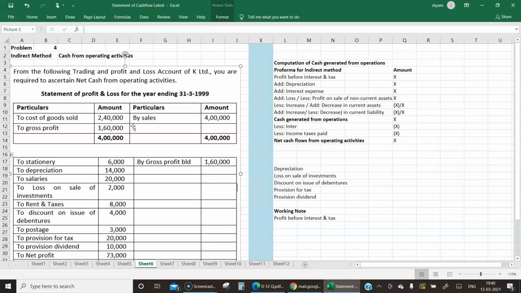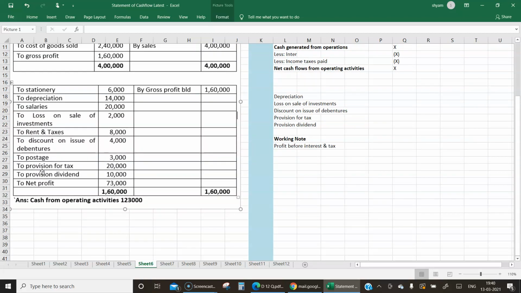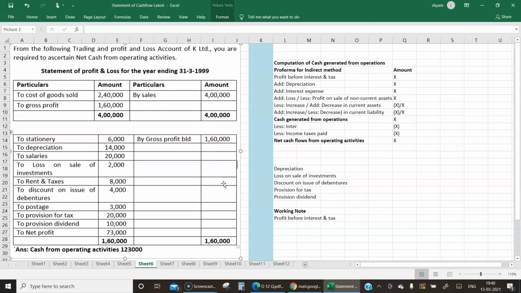So this is the cost of goods sold, gross profit, sales amount, and everything. They have also given you a lot of items: stationery, depreciation, salary, loss on sale of investments, rent and tax, discount on issue of debentures, postage, provision for tax, proposed dividend, and net profit. The number we have to start with for this kind of problem is net profit. Ideally we have to get profit before interest and tax.